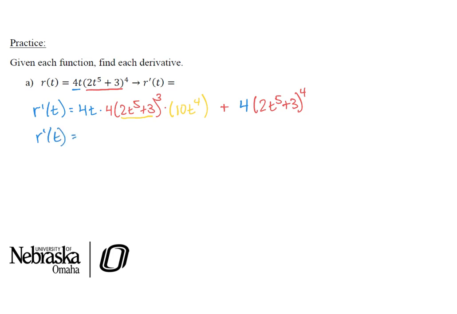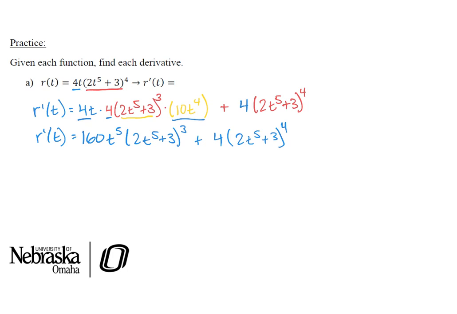Okay, so now we want to simplify as much as possible. So this first term, we have a 4t, a 4, and a 10t to the 4th that we can multiply in front of this binomial. So 4t times 4 is 16t. 16t times 10t to the 4th would be 160t to the 5th. And then we would just leave our binomial as it is. And then we have this plus 4 times 2t to the 5th plus 3. Now, at this point, it really looks completely simplified.